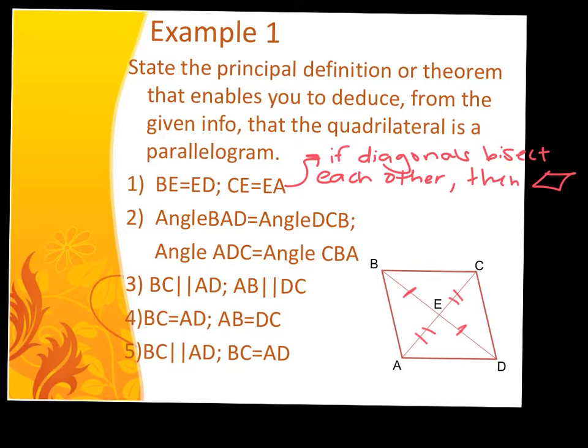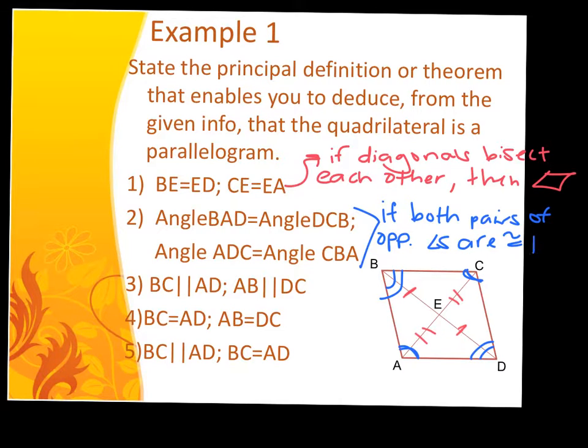But so number 2, angle BAD. So BAD is this angle, and DCB is here. And then angle ADC is congruent to angle CBA. Is that information enough to prove that this is a parallelogram? Yes. And what reason? 8.8. Which is? Because if both pairs of opposite angles are congruent, then parallelogram.